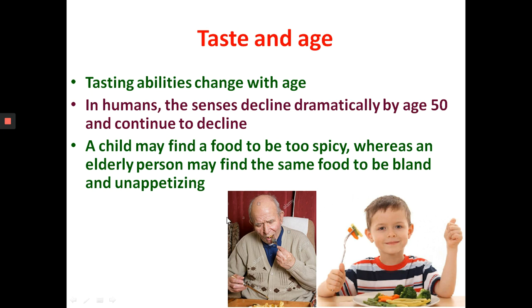Taste also has a relation with age. As you become aged, your taste receptors become fewer in number on the tongue. As a result, your ability to distinguish taste reduces. In humans, the sense declines dramatically after the age of 50. For example, a child may find a food to be too spicy, whereas an elderly person may find the same food to be bland and unappetizing. As you get older, your ability to taste salt will also decrease. That is why elderly people need more salt in their food to make it tastier.